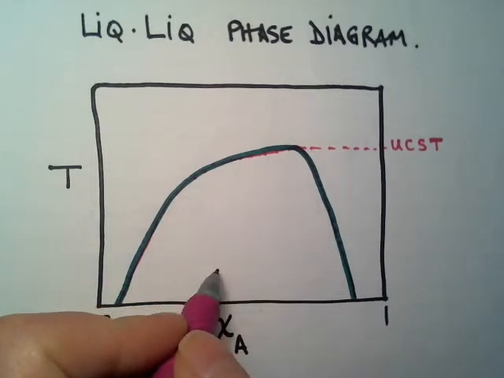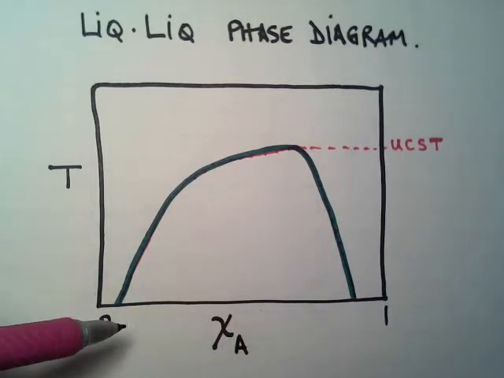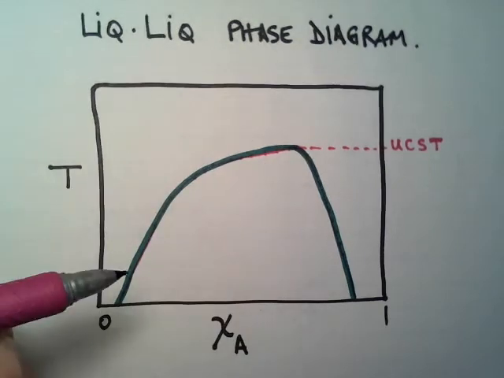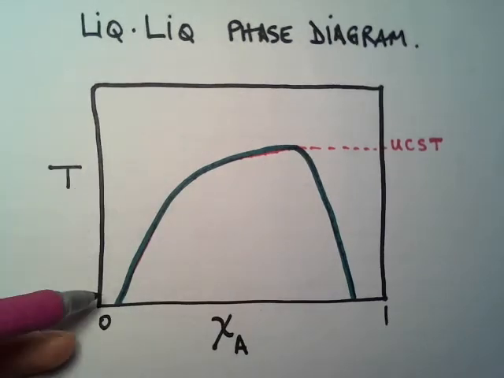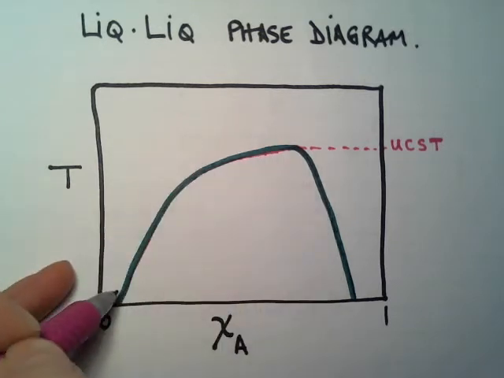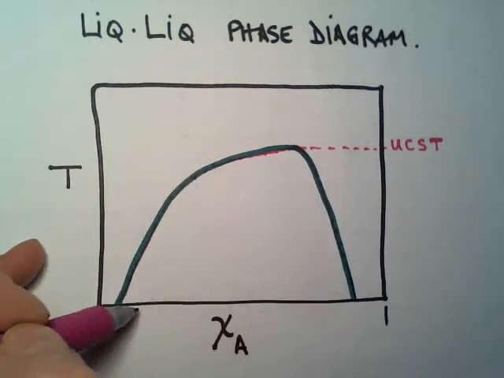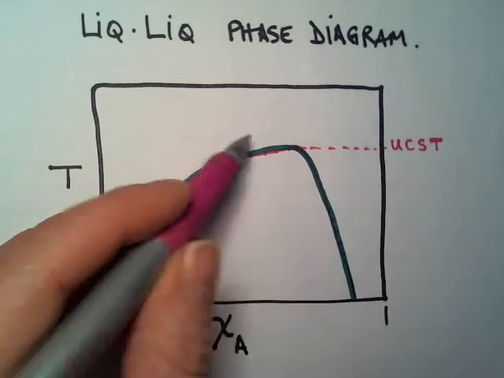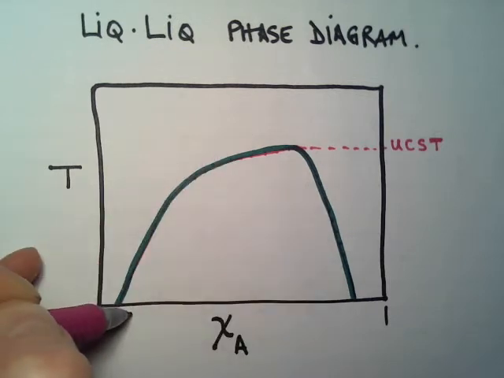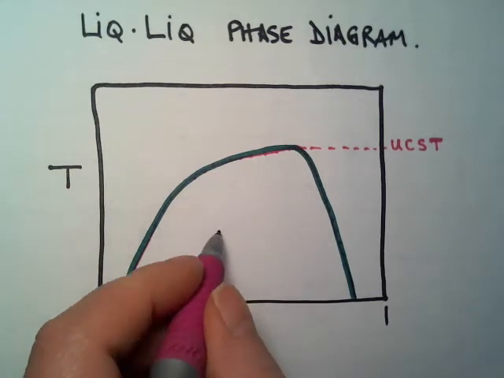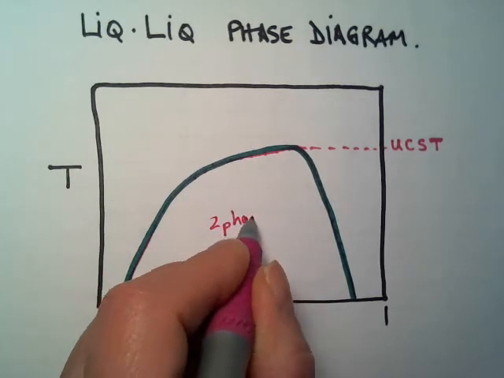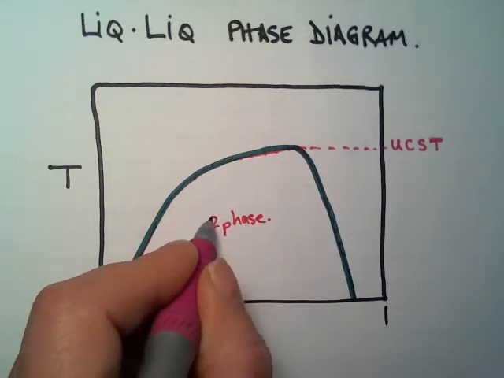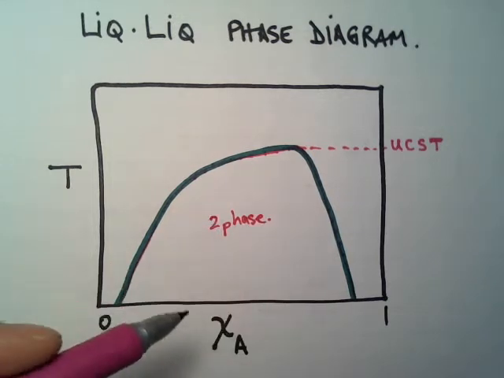So what is it critical to? It's critical to the phenomenon of phase separation. And so when you have a UCST, what that is defining for you is a two-phase and a single-phase region. This is my two-phase region, and the two phases are two liquids.